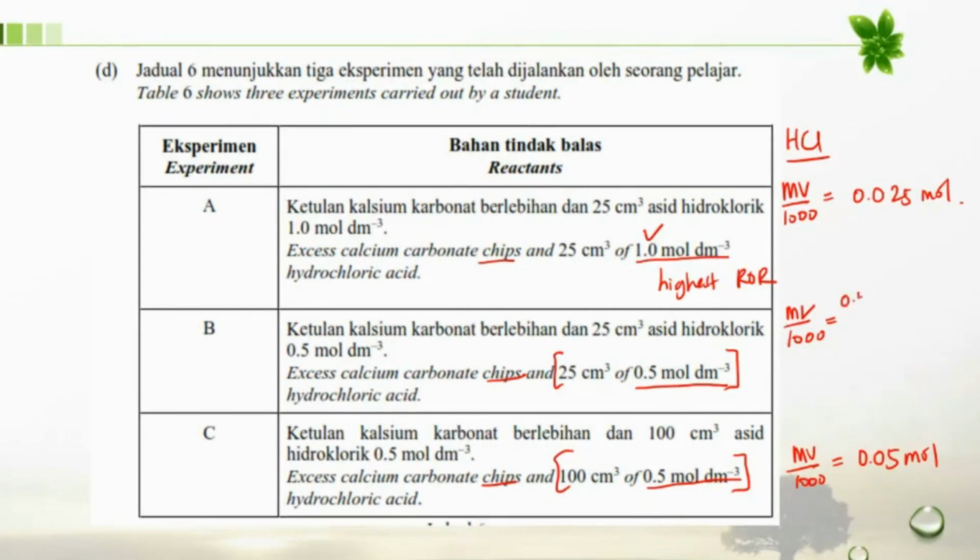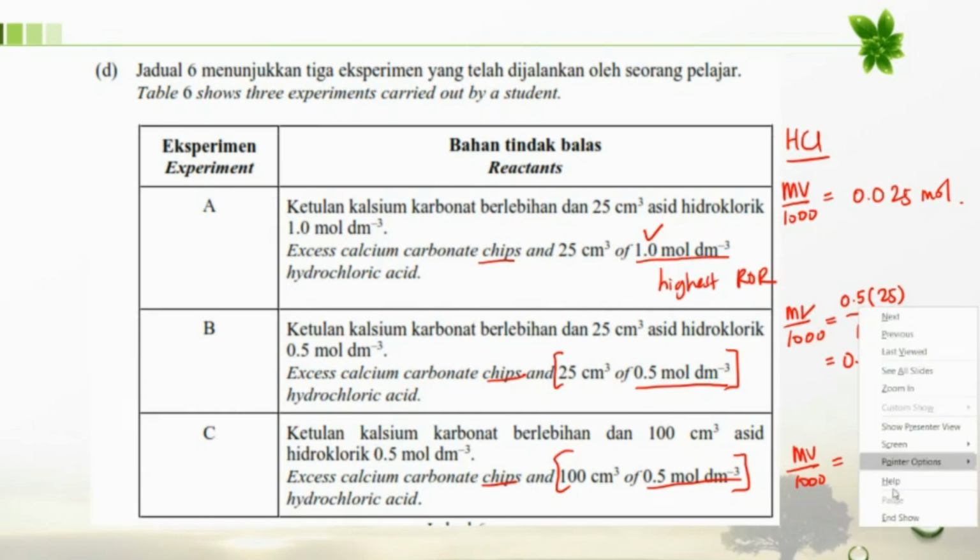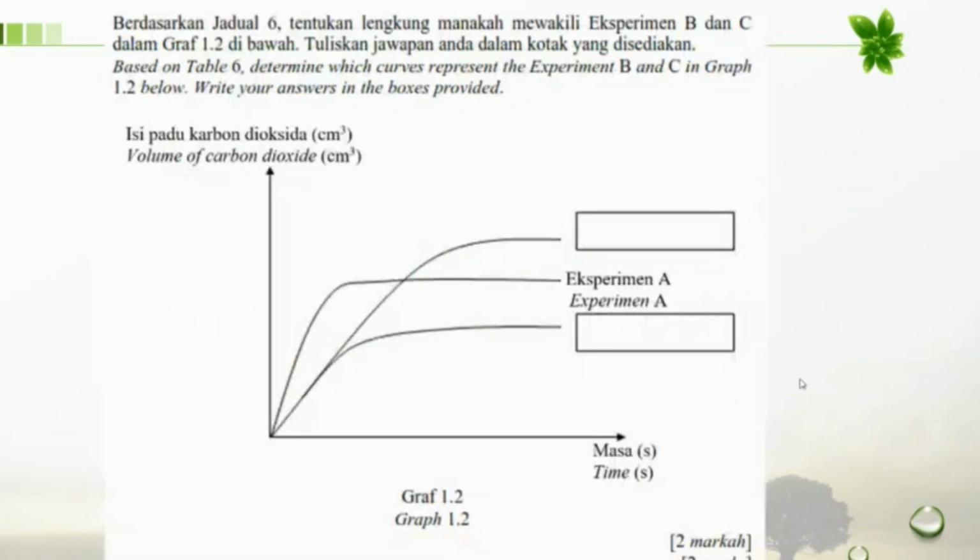Molarity, so times 25 over 1000. Okay, so what is the number of mole? Okay, so you get 0.0125 mole. So we have the mole already, then the volume of gas. Okay. So we know already.